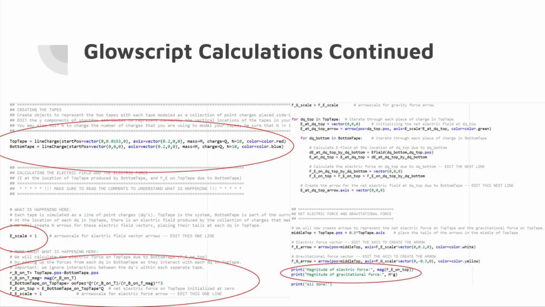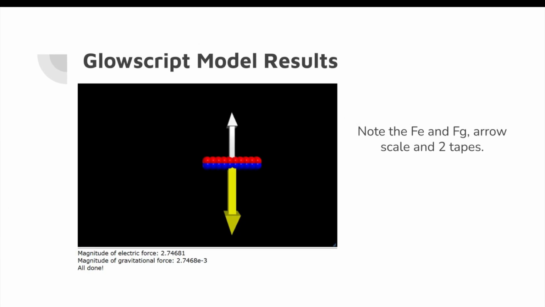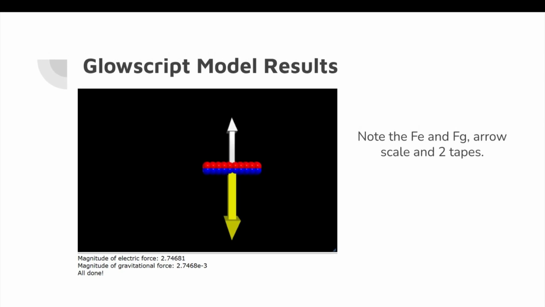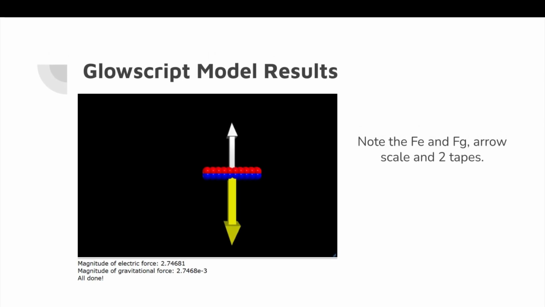And so in the next part, we have the results printed here, electric force and gravitational force. The scale is a little bit off, but the digits are the same. And then here is the model itself with the arrows.